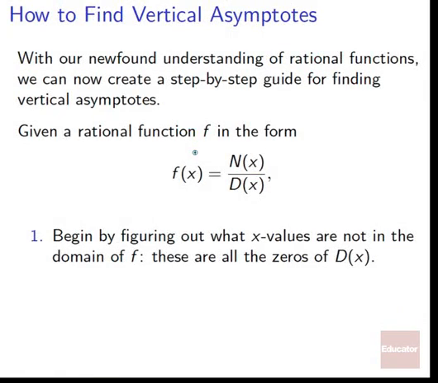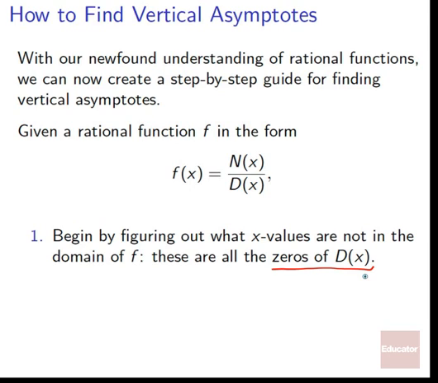So with our newfound understanding of all these different things that make up rational functions, we can create a step-by-step guide for finding vertical asymptotes. Given a rational function in the form n of x divided by d of x, where n and d are both polynomials, the first thing we want to do is figure out all the x values that we aren't going to be allowed to have in our domain, all of our forbidden x values that would break our function. These are the zeros of d of x, because they would cause us to divide by 0.